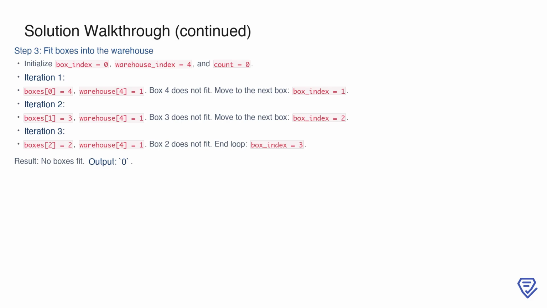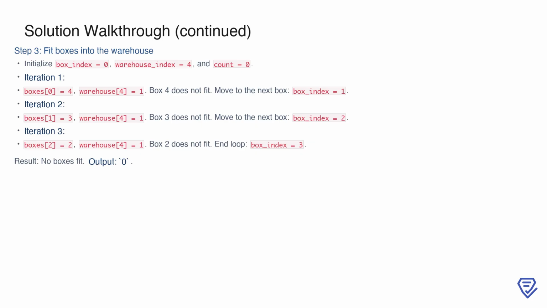Now that the boxes are sorted and the warehouse heights are adjusted, we attempt to fit the boxes into the warehouse. We initialize three variables: box_index to track the current box, warehouse_index to track the current position in the warehouse, and count to count how many boxes fit. Starting with box_index equals 0, warehouse_index equals 4, and count equals 0, we iterate through the boxes.